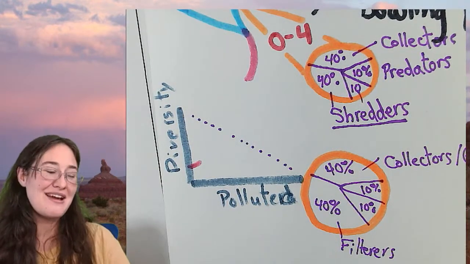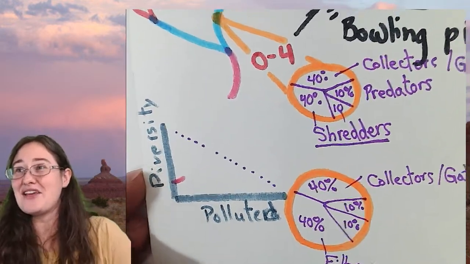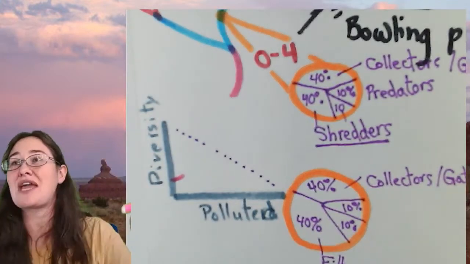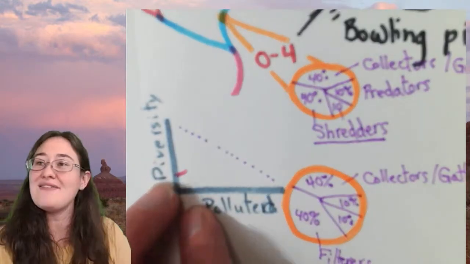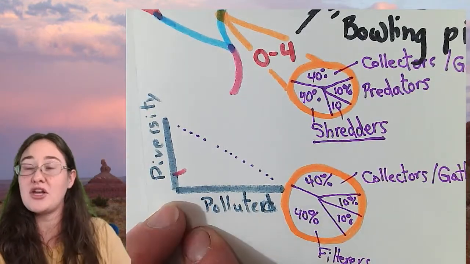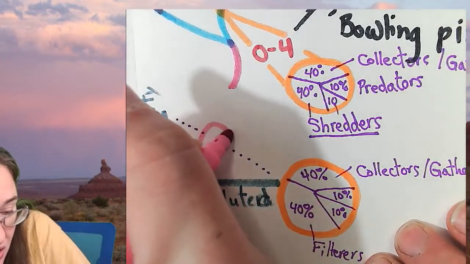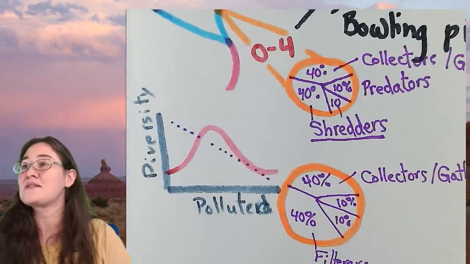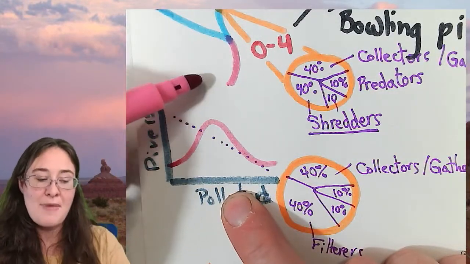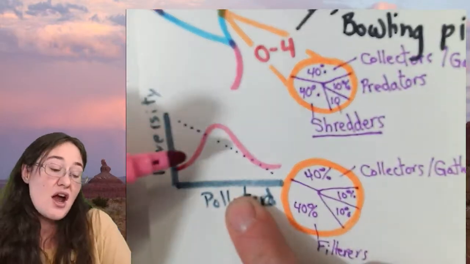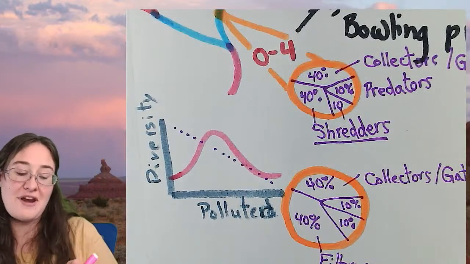And that's because some of our insects really kind of like at least a little bit of pollution or some organic material in the water or something. And so we find that with very, very little pollution, you can have a lower diversity. And then you end up with a chart that looks more like this, where the moderate streams are going to have the highest diversity, and then you can go off in either direction.